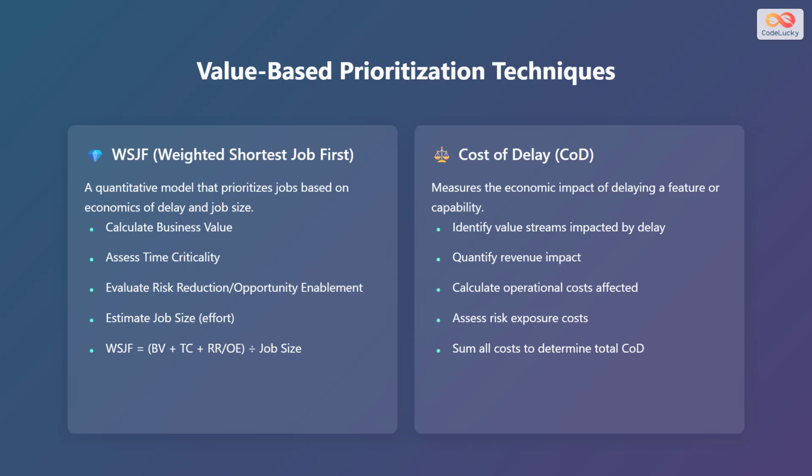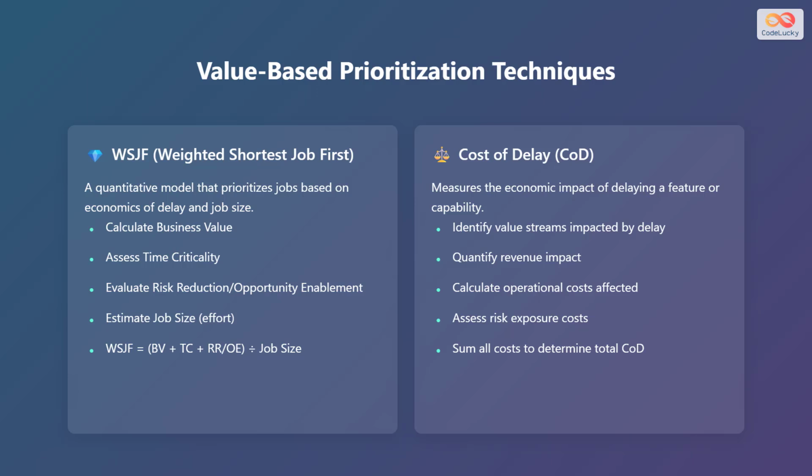Here are some value-based prioritization techniques. First, weighted shortest job first, also known as WSJF, is a quantitative model that prioritizes jobs based on economics of delay and job size. To use it, first, calculate the business value. Second, assess the time criticality. Third, evaluate risk reduction or opportunity enablement. Fourth, estimate the job size or effort. Finally, WSJF equals the business value plus time criticality plus risk reduction or opportunity enablement, divided by job size.